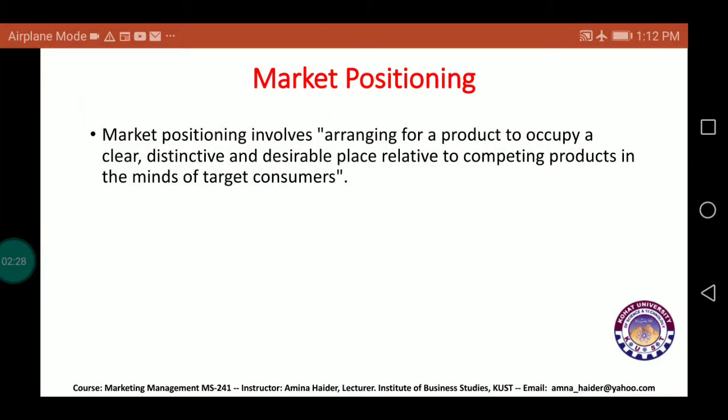So positioning is how you make your product perceived, how you create a better image in the minds of the consumer. How do you want the consumer to perceive your business and your products?